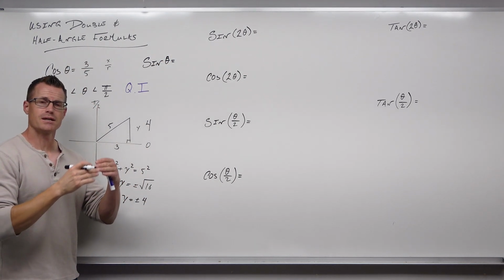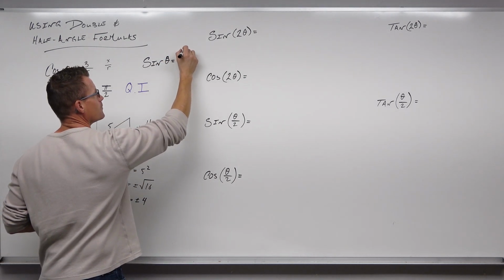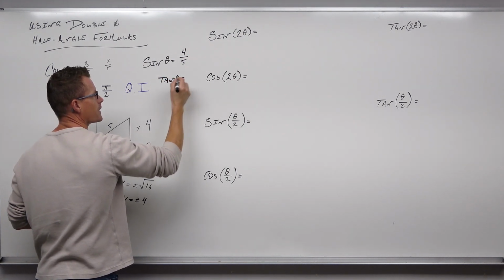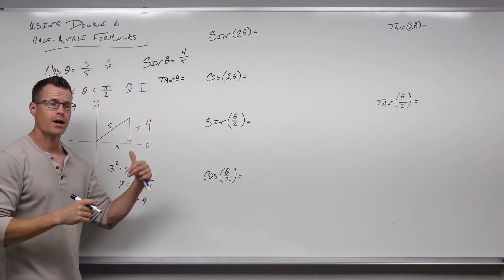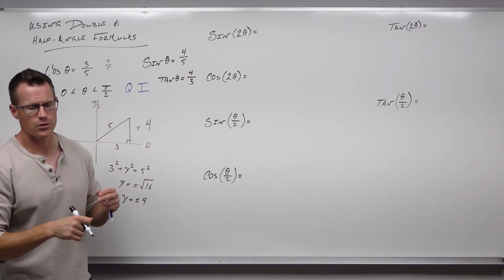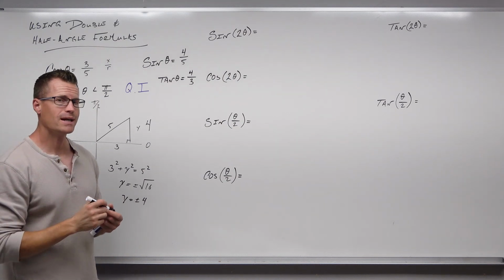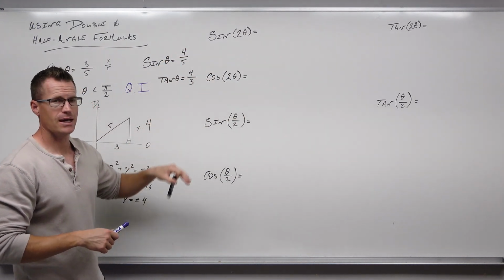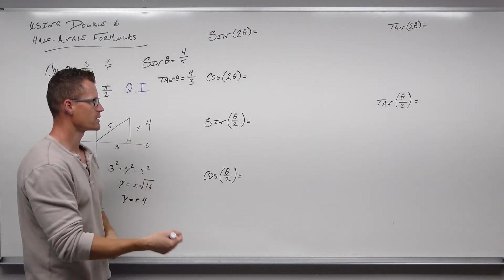So sine theta takes y over r. Tangent takes y over x. So we get 4/5 and we get 4/3 respectively. Now we're ready just to find the formulas for our double angle and half angle illustrations here that I'm using.